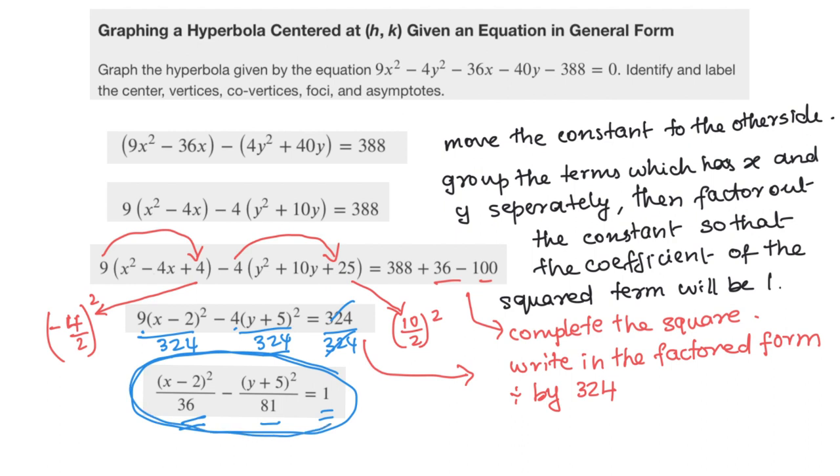So while looking at that, can you tell me the center? Where will be the center? Center is at (h, k), right? So we are comparing with the standard form (x minus h) whole square over a square minus (y minus k) whole square over b square. So h will be 2, k will be negative 5. So center is at (2, negative 5). And a will be 6 because square root of 36 is 6, and b will be 9 because 9 square is 81.